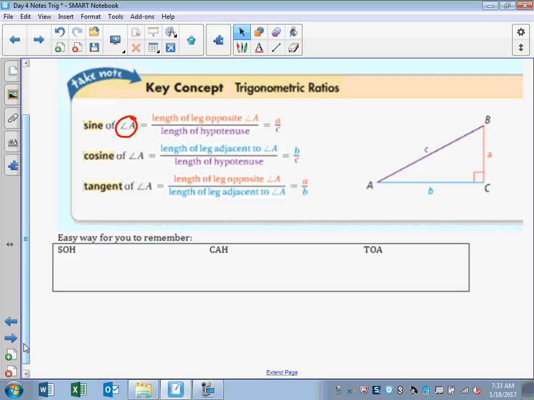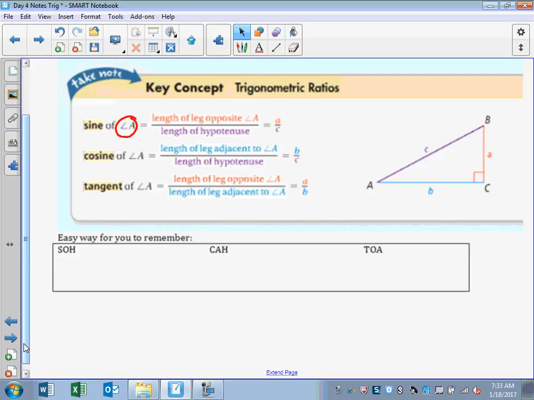For the cosine of angle A, we're going to have the length of the adjacent side, which is side B in our diagram, over the length of the hypotenuse again. So hypotenuse goes into the denominator. And then for tangent of angle A, we're going to have the length of the leg opposite angle A, so side A, over the length of the leg adjacent to angle A, which is side B in our diagram. In the future examples, or in the problems, you're going to have numbers for the sides of the triangle, and that's what you're going to plug into the fraction.